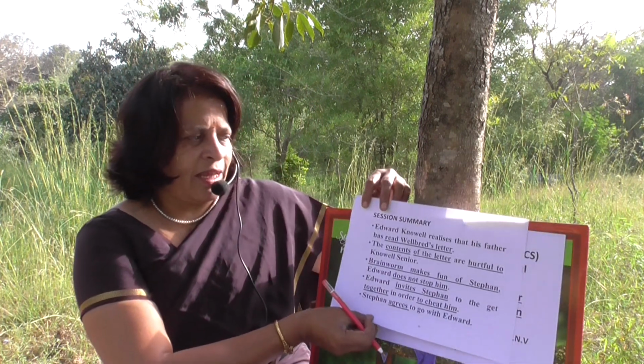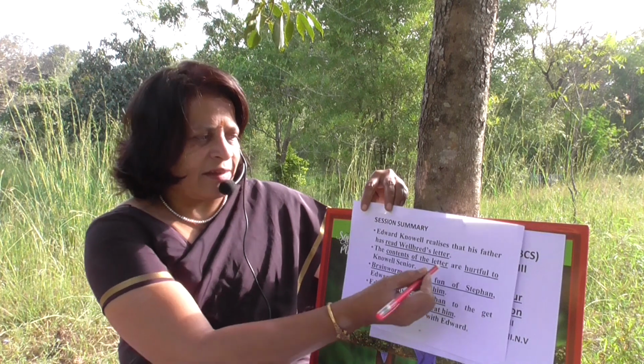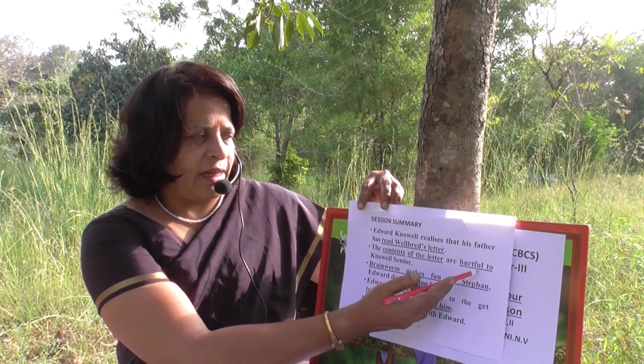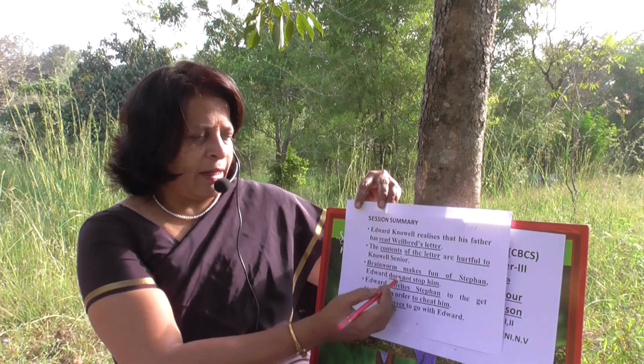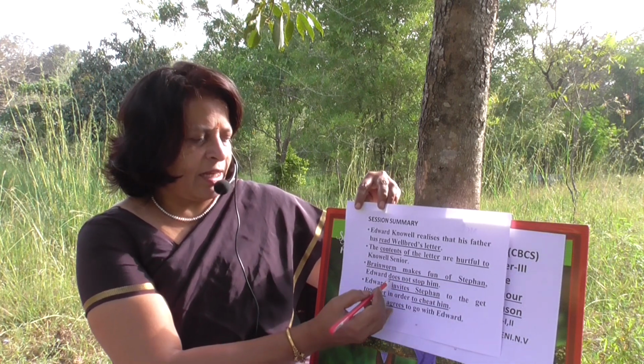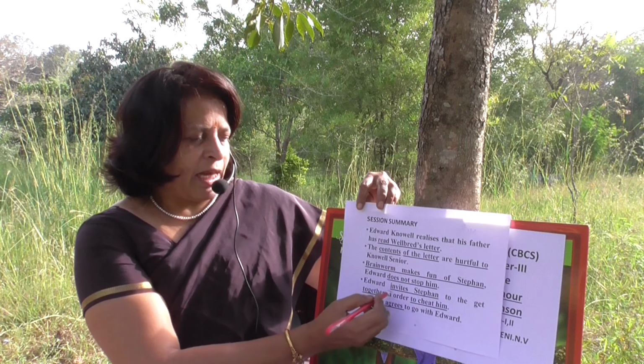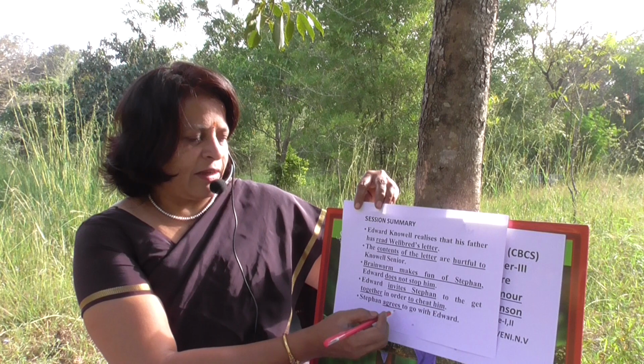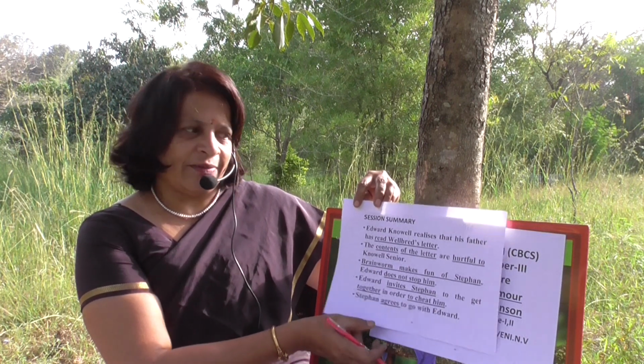So here, Edward Knowell realizes that his father has read Wellbred's letter. The contents of the letter are hurtful to Knowell Senior. Brainworm makes fun of Stephen. Edward does not stop him. Edward invites Stephen to the get-together in order to cheat him. Stephen agrees to go with Edward.